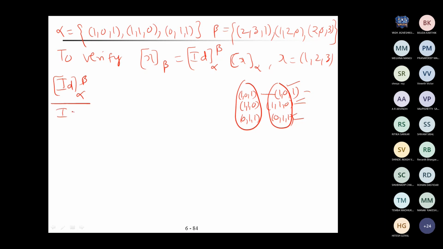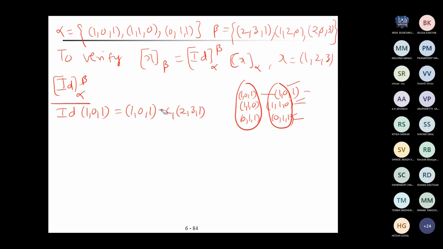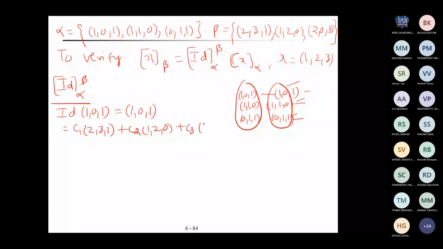So ID of 101 is 101. I'm going to write that as C1 into 231 plus C2 into 120 plus C3 into 203. The thing is, you have to solve and tell me. I won't do it, you have to do it. So solve this and tell me the value of C1, C2, C3. Start doing.